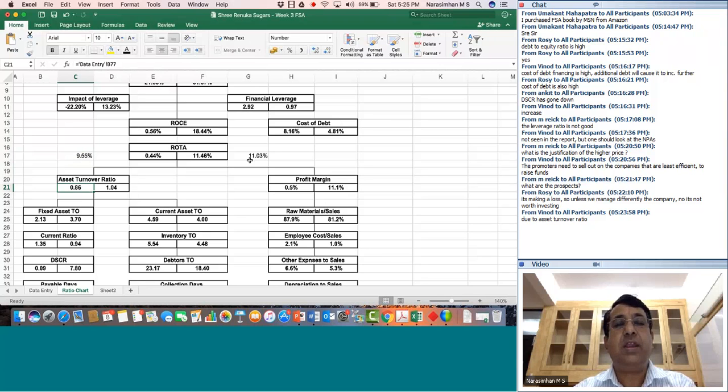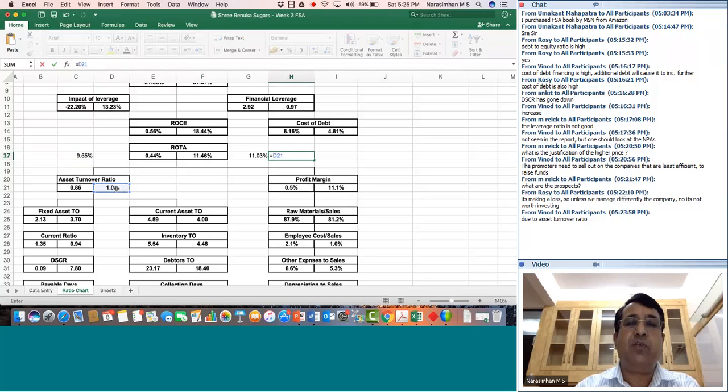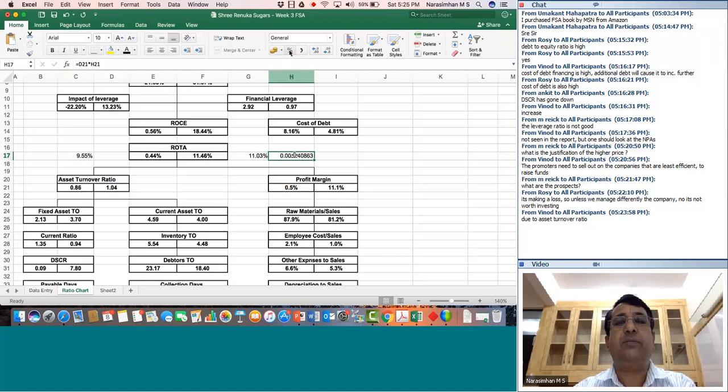Now we will see how much is happening because of this profit margin decline. So let's assume that I continue to operate with the earlier asset turnover ratio efficiency, but my profit margin has declined to 0.5. Then this is what would have happened. My profit would have been 0.52. Now, we clearly know that the decline is mainly because of the profit margin. 11.1 to 0.5 is causing a reduction from 11.46 to 0.44.